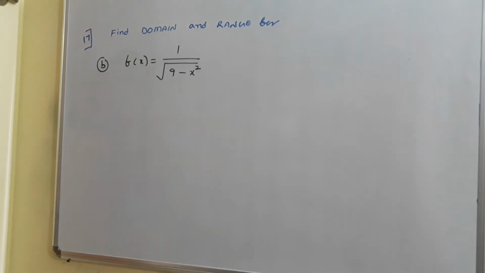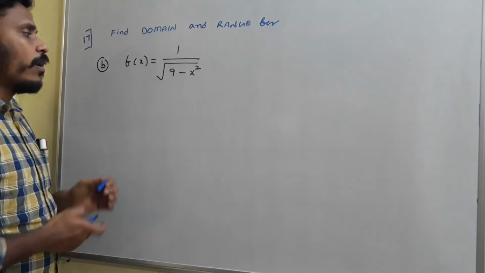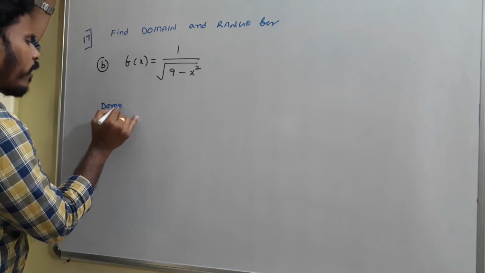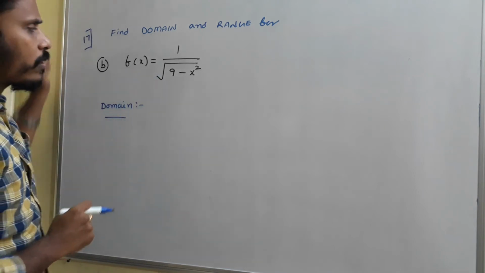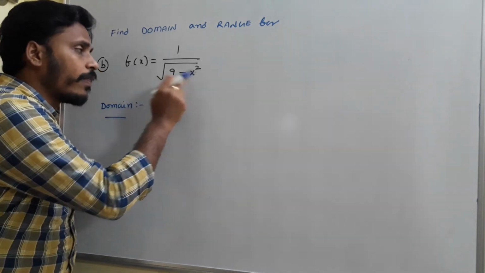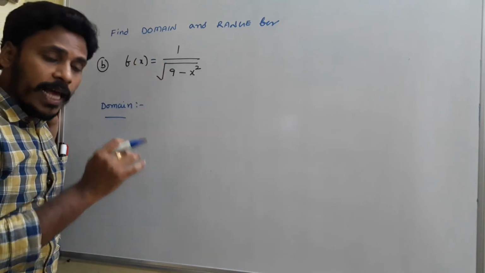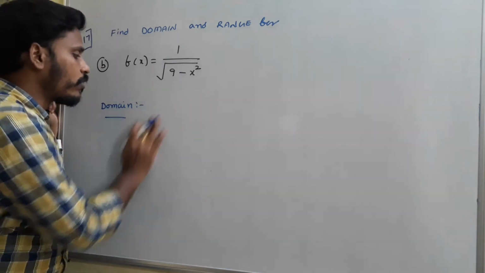So next one, 17b. We need to find the domain and range for 1 by root of 9 minus x square. First of all, you just think about the domain. So what is domain? In the problem, square root exists as well as a fraction, so the denominator also matters. Under the square root, the expression should be positive, and in the denominator, the expression should not be 0. And that's why you just take that.